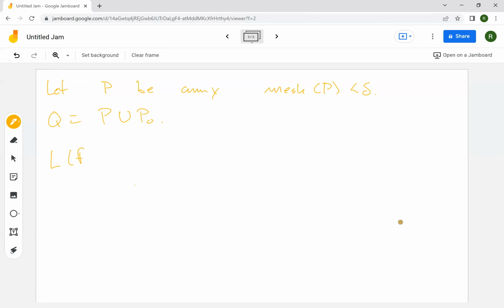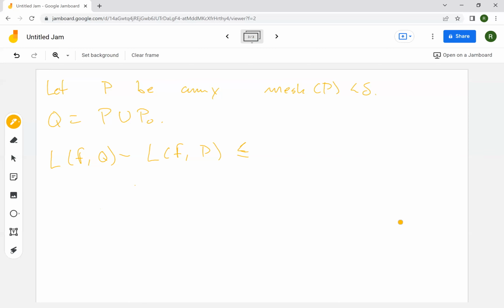I want to look at L of FQ minus L of FP. Okay, so let's think about this. Q is a refinement of P. So I know L of FQ is going to be greater than L of FP, but I want to control how much greater it's going to be. And I'm going to use the previous technical lemma. So what is the difference between Q and P? Well, I've just added in all of the points from P naught. Now, if I think about adding just one at a time, I take P and, one at a time, I add a point from P naught to P.